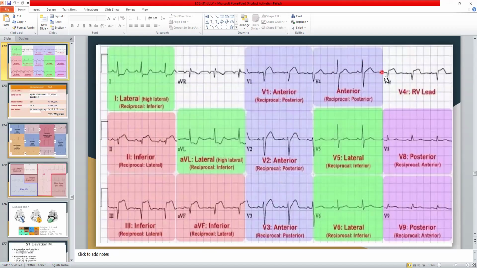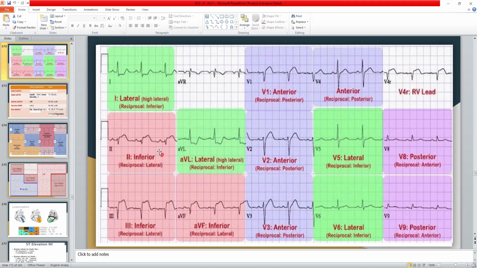Here I have shown you clearly, this is the lateral, this is the high lateral, and this lead 1 is the lateral and reciprocal for the inferior. Here I am showing the involved wall and the reciprocal wall. So if the lateral wall is involved, that is lead 1, V5 and V6, the reciprocal changes are in the inferior leads.